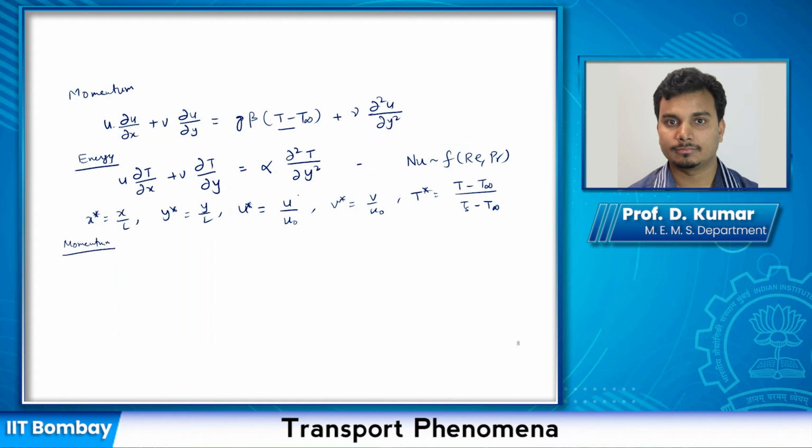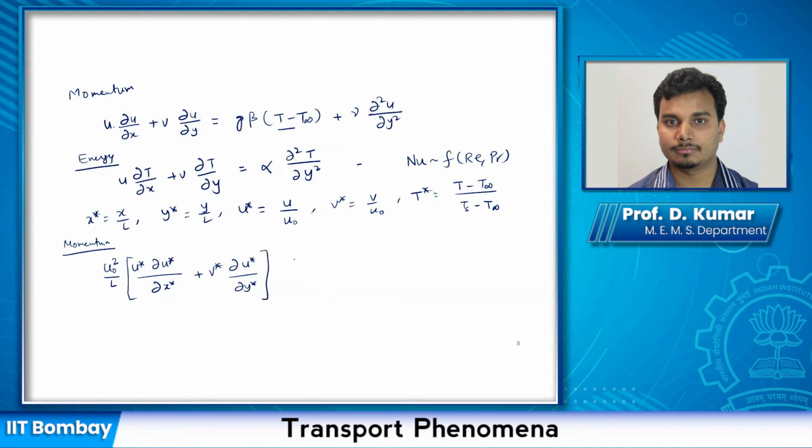U will be u is equal to u naught u star, so u do u will be u naught, sorry, u naught square u star do u star, then x will be L do x star, right? X is your x star, L times x star, right? So L times x star. So similar thing will be common here, so we can take this as common. So this will be v star do u star by do y star.